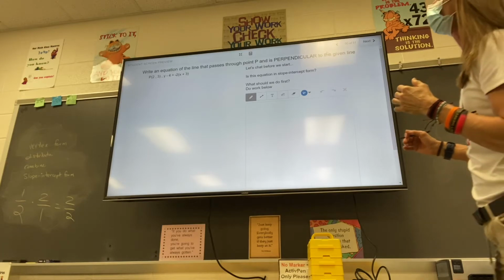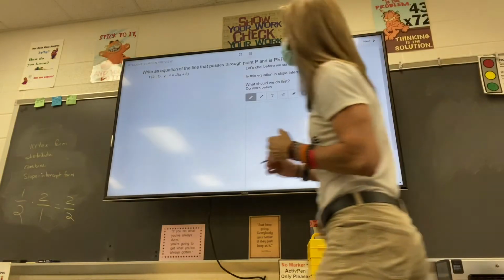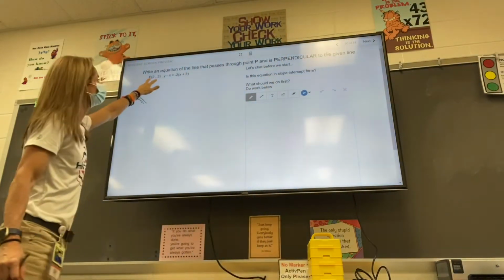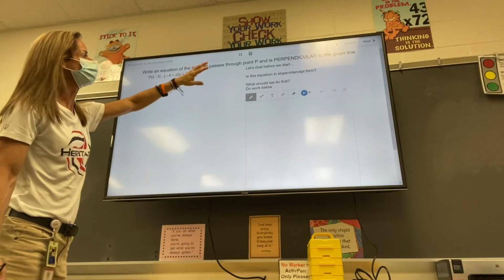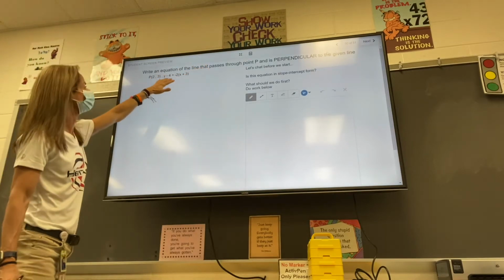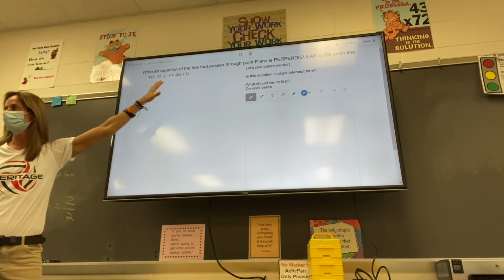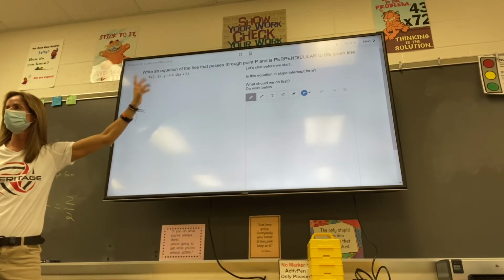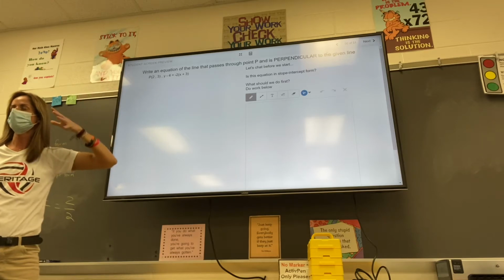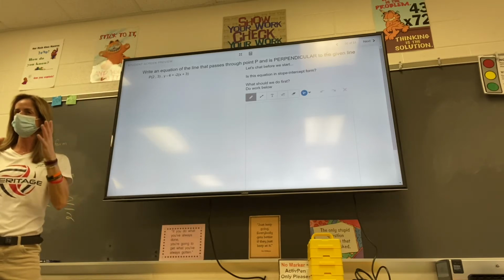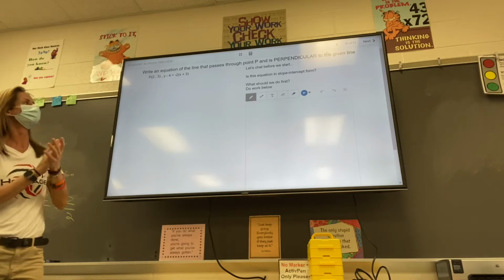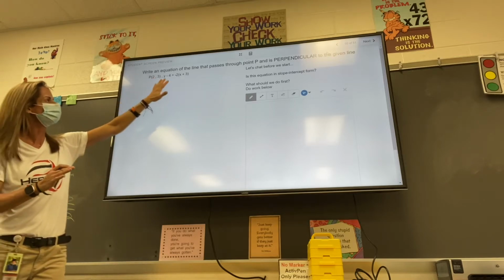So now we're asked to write an equation of a line that passes through point P, which is (2, 3), and is perpendicular to the given line. First of all, this line is not in slope-intercept form yet, so we don't really know what the slope is. We can't identify the slope and the y-intercept right away by looking at the equation. So we're going to have to put that in slope-intercept form.